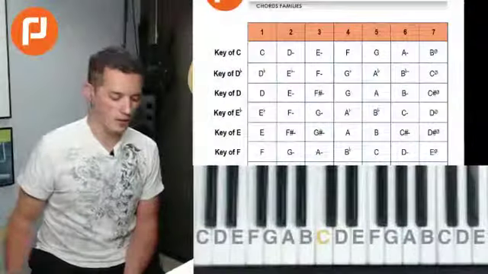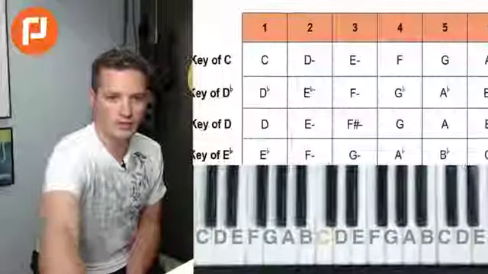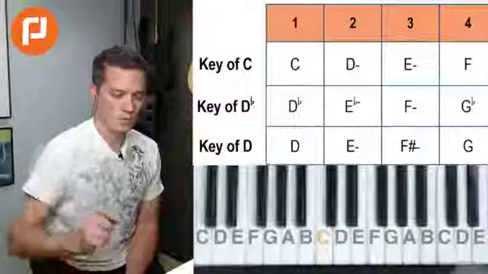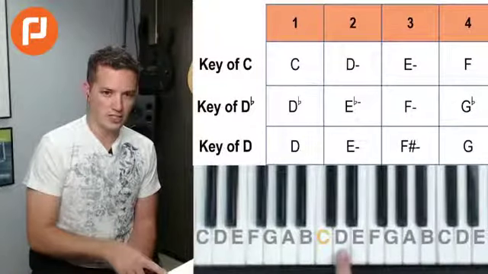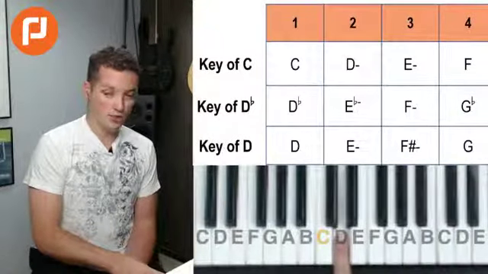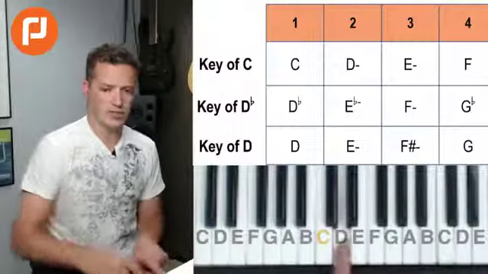Sure. So the D minor chord, it's going to be the 2 chord in the key of C. So in the key of C, the 2 chord is going to be a D minor, and it's going to start on D because D is the name of it. Let's go to the second page actually real quick. I'll show you.